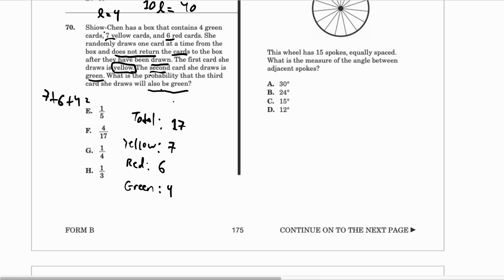So now she draws a yellow card. So the number of yellow cards will go from 7 to 6, and the total number of cards goes from 17 to 16. And then the second card that she draws is green. So the number of green cards will go to 3, and the total number of cards will go to 15. And we want to know now the probability that the third card will also be green. So we have 3 green cards left over 15 total cards left. So that probability will be 1 over 5.